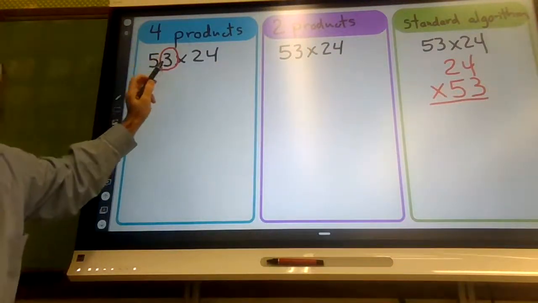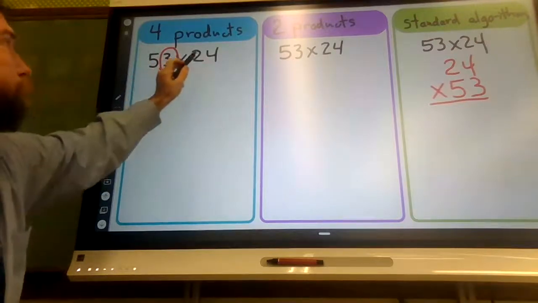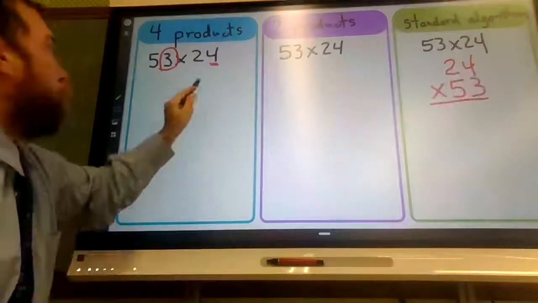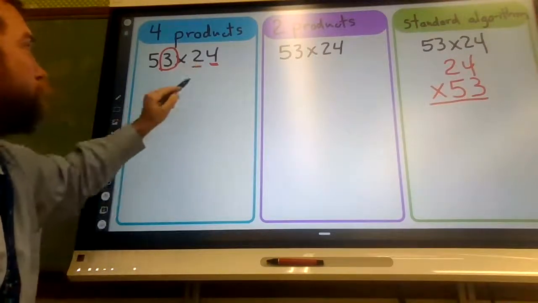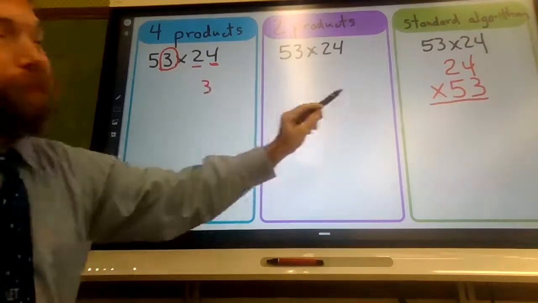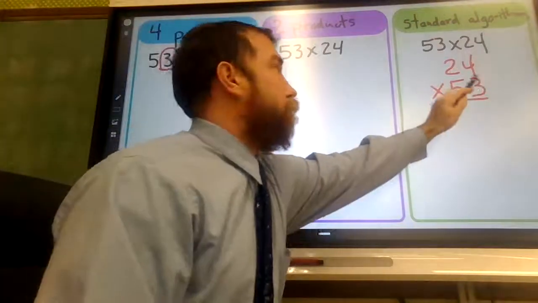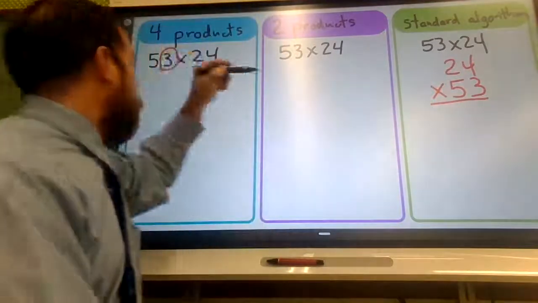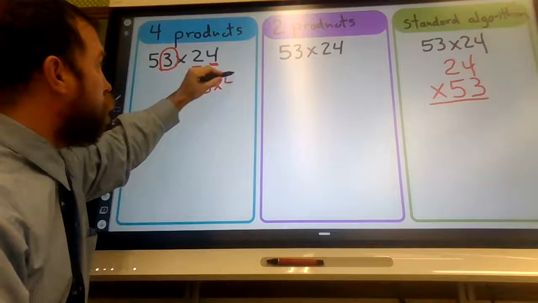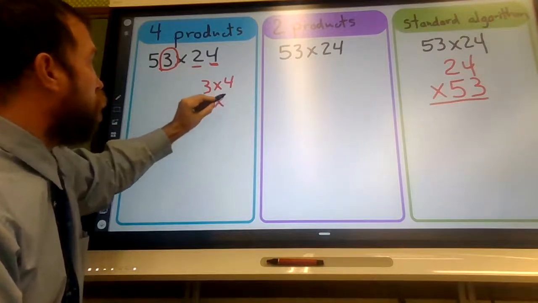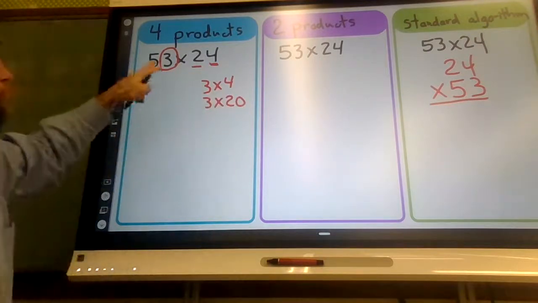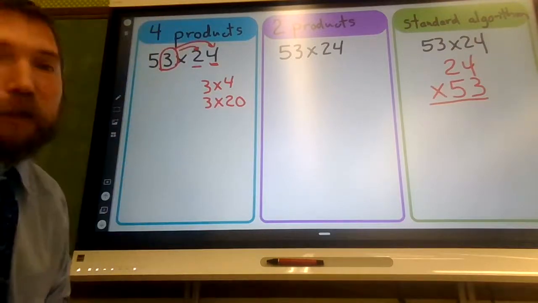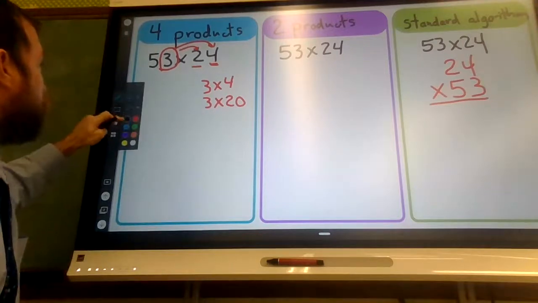With the 4 partial products, you do it times each piece individually. The 3 has to get multiplied by both the pieces over here. This is the number 4, and this, as we did in our boxes, is 20. So that's the same first step we would do over here. First, we would do 3 times 4, then we would do 3 times the 2, which is really 20. All I really did was take the 3 and multiply it by both of these pieces on the other side.